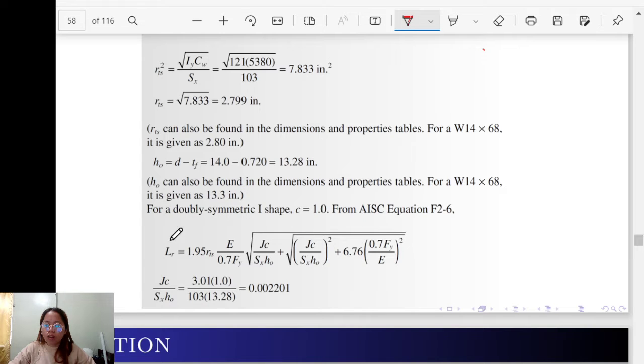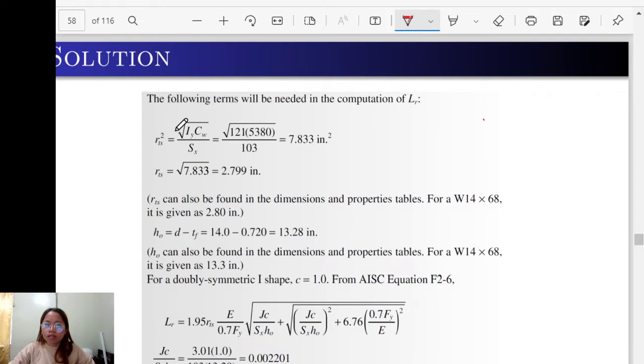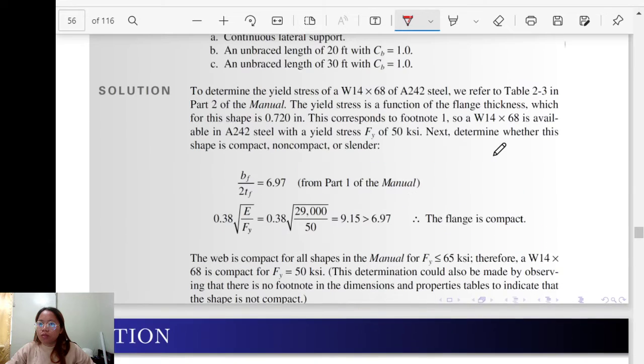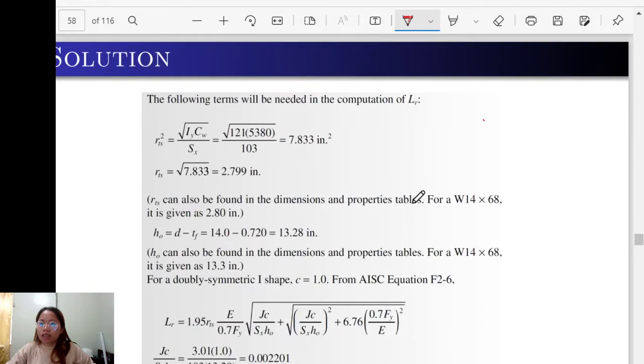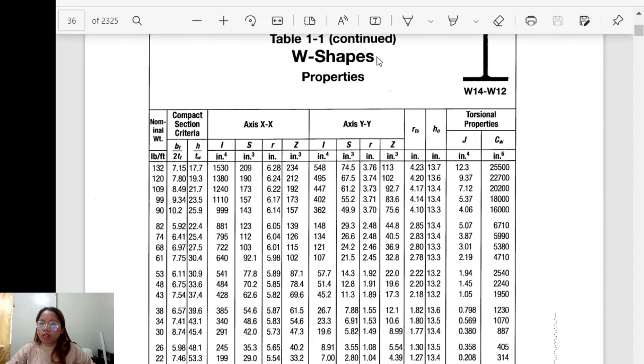This long formula. First is to try to find the value of r sub ts, no? That is r sub ts squared is equal to the square root of the moment of inertia times the C sub w. This is the warping constant. This can be found in the table, and the elastic section modulus. So for the steel W14 by 68, the warping constant can be found in the table of properties, Table 1-1 of the AISC manual.